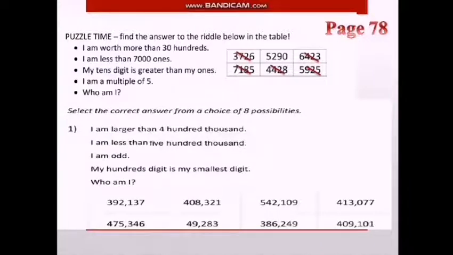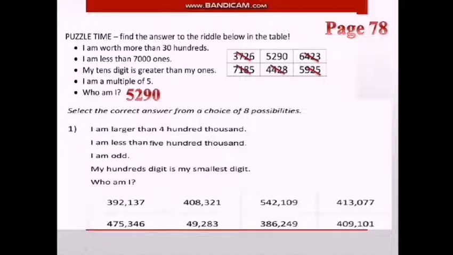If you look here, he said again, I am a multiple of 5. We take it before: for multiples of 5, the ones digit must be 0 or 5. So the right answer here must be 5,290.